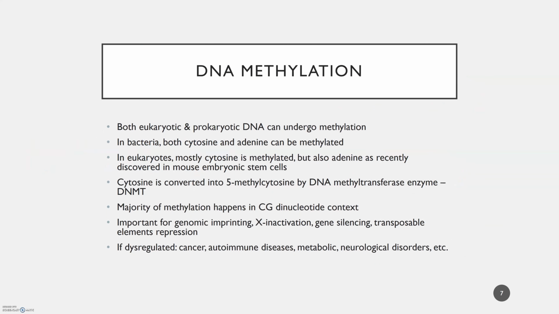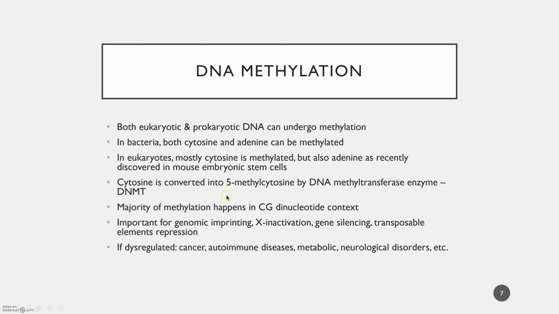Both eukaryotic and prokaryotic DNA can undergo methylation. While we have always known that in bacteria, both cytosine and adenine can be methylated, scientists thought that in eukaryotes, methylation only occurred on cytosine. Recently, it has been discovered that adenine does indeed get methylated in most embryonic stem cells. But for the most part, methylation happens on cytosine in eukaryotes. Cytosine can be methylated through conversion into 5-methylcytosine by DNA methyltransferase enzymes, or DNMT.